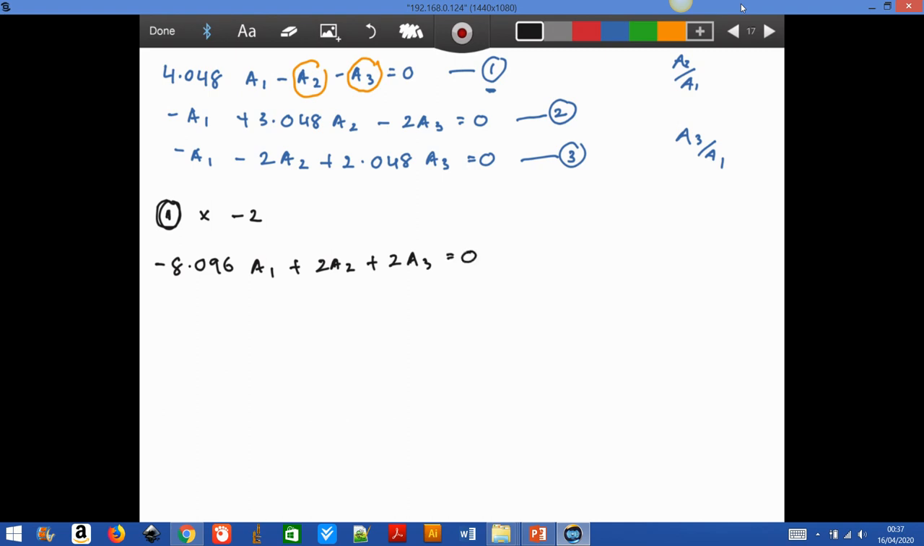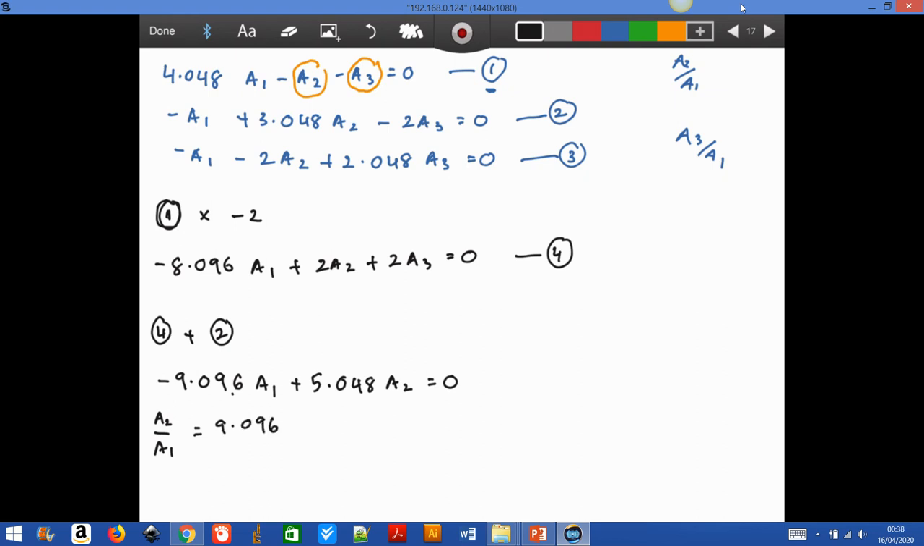The important thing is that you need to find the ratio. So if I write it as equation 4, in order for me to find the ratio, equation 4 plus equation 2 becomes -9.096 A1 + 5.048 A2 = 0. Therefore, A2 over A1 is equal to 9.096 divided by 5.048, which is equal to 1.802. Okay, now I have solved for the ratio A2 over A1.